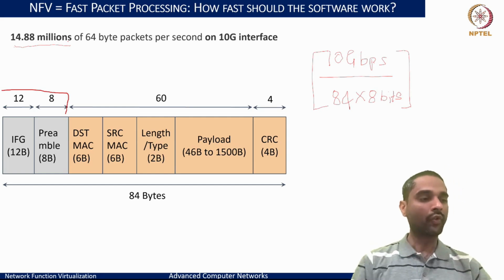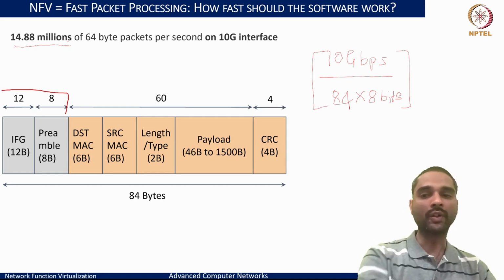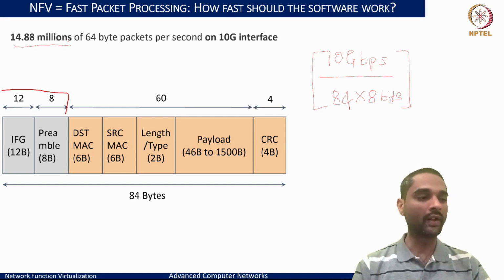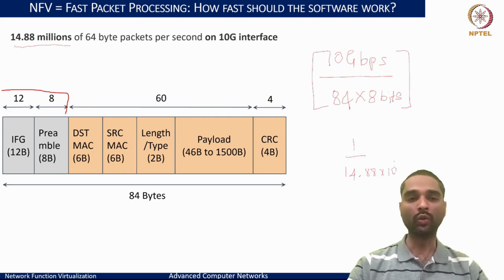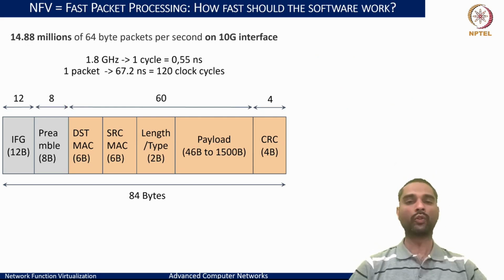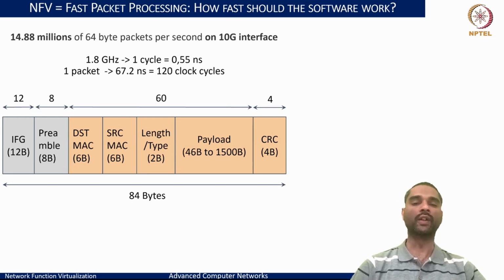And this 14.88 million packets per second, if we translate that to how much time you would end up with per packet, then you would do 1 over 14.88 into 10 to the power of 6 as the time that you would need to process such a packet, which would correspond to roughly about 67.2 nanoseconds per packet. And that's the amount of time that we should be spending to process 14.88 million packets per second.